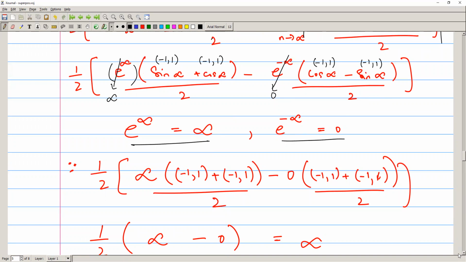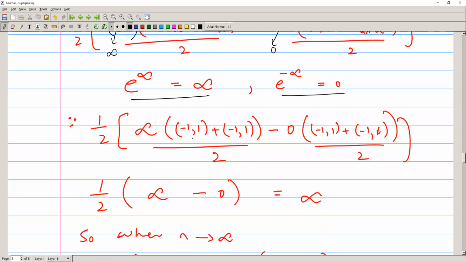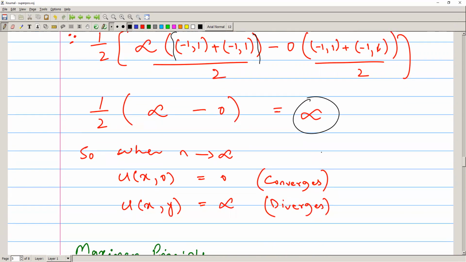So here we can see that this infinity is multiplied by this function, so it will make it infinite, and this 0 times this function will be 0. So half times infinity will be infinity. So now we can see that when n tends to infinity, this part u_y of x comma 0 converges to 0, right? But the solution diverges to infinity.